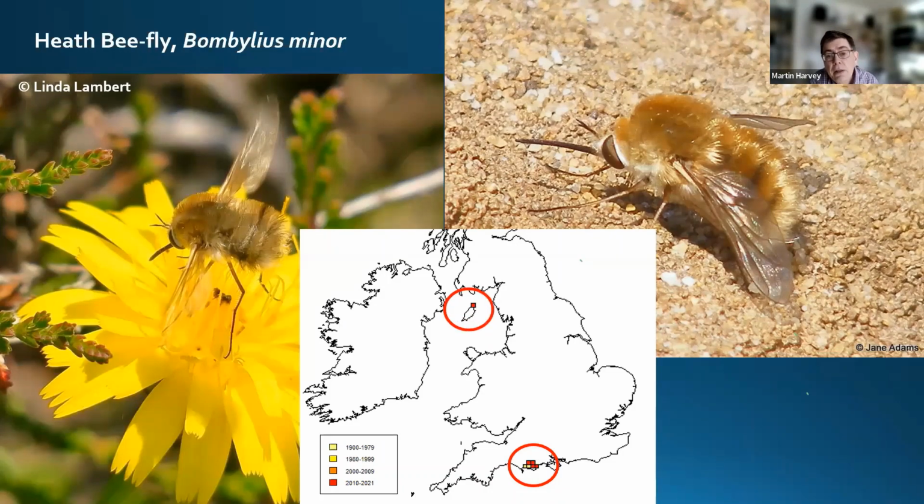Rather oddly, the only other place you can see it is right at the northern end of the Isle of Man, where there's some sandy habitats that it seems to really like on that island. So it's a really disjunct distribution between those two places, and those are the only places where you can see it. Very much associated with these heathy, sandy sites, where you can see it feeding on a range of different flowers.